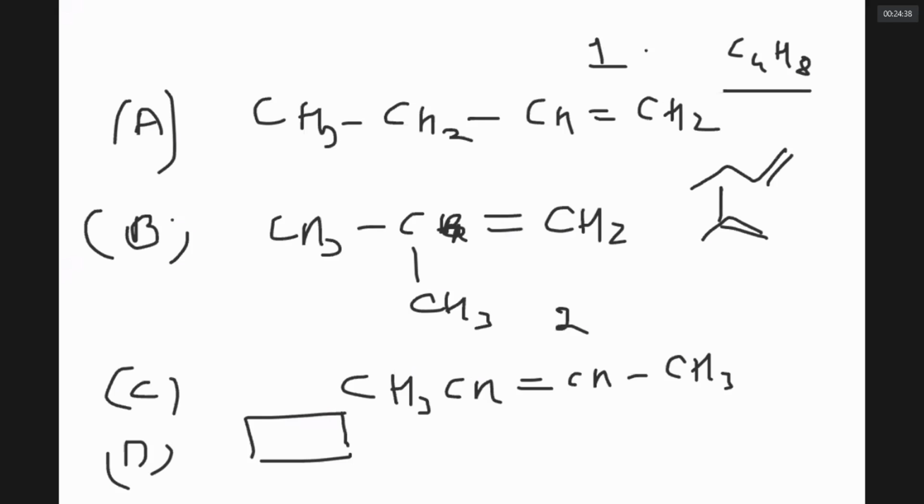Notice, if there is a variation in the position of a substituent or a functional group in the carbon chain, it is called a position isomer.